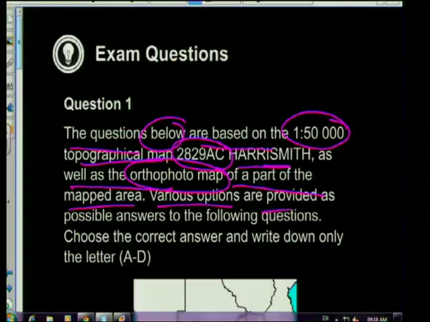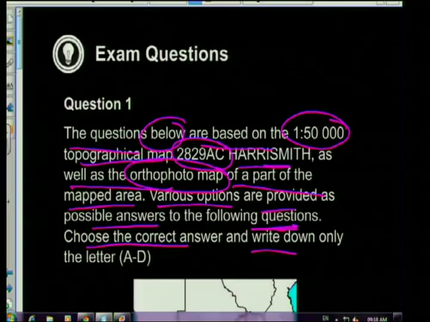Various options are provided as possible answers to the following questions. Choose the correct answer and write only the letter A to D, which means that for all multiple choice questions, you will be given four options, numbered from 1.1 to 1.10 and 1.15, and either the letter A, B, C, or D.